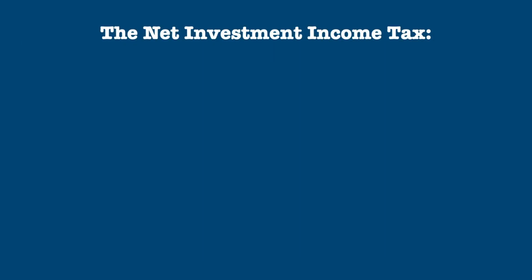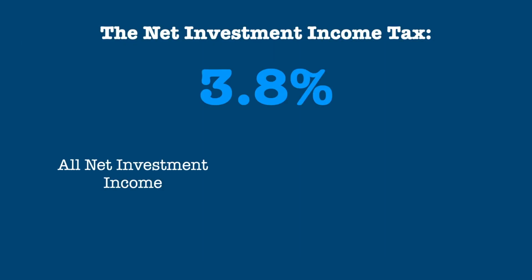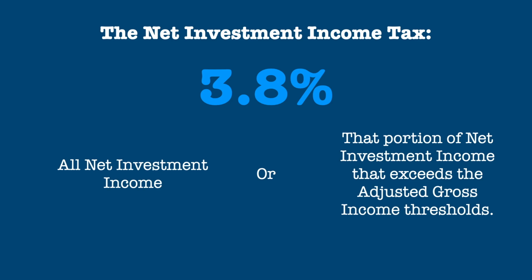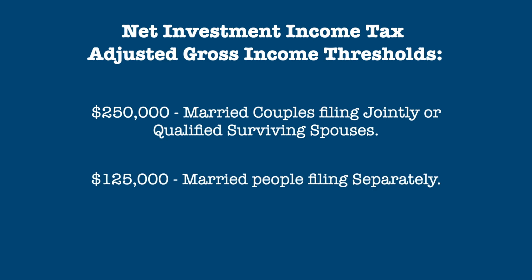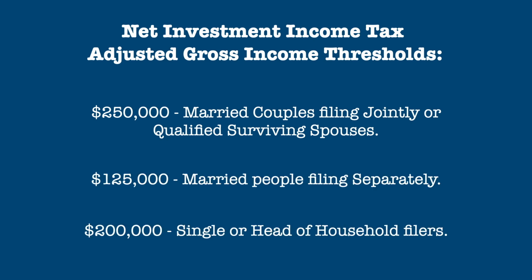The tax itself is a flat 3.8% on all net investment income, or that portion of the net investment income that exceeds the adjusted gross income threshold amounts. These amounts are $250,000 for married couples filing jointly or qualified surviving spouses, $125,000 for married people filing separately, and $200,000 for single or head of household filers.